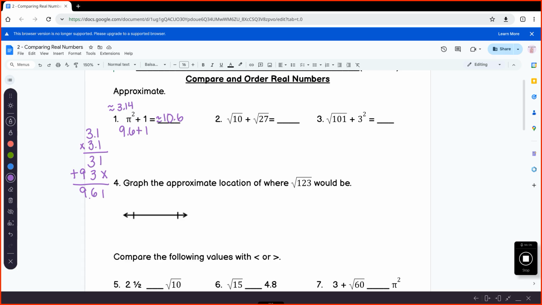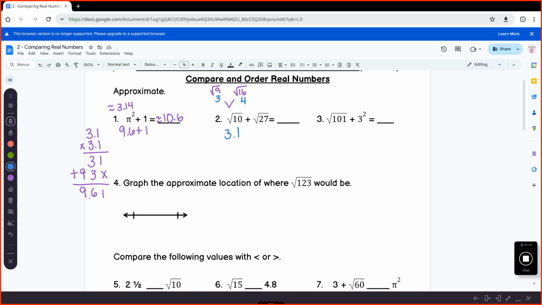All right, so next, we are going to approximate the square root of 10 plus the square root of 27. So the square root of 10 is between the square root of 9 and the square root of 16. Right? The square root of 9 is 3, and the square root of 16 is 4. So the square root of 10 is way closer to the square root of 9 than the square root of 16, right? By a lot. So this is going to be about 3.1.